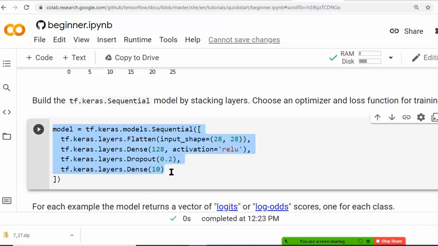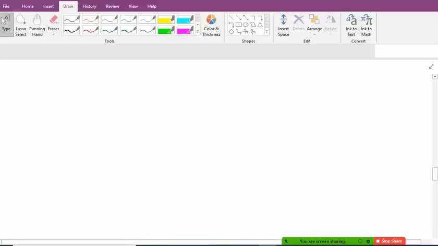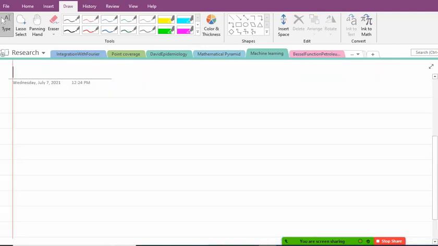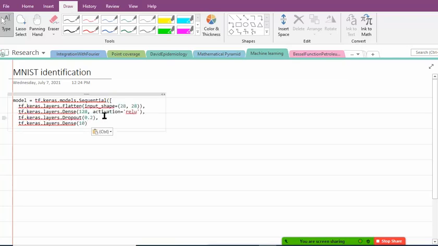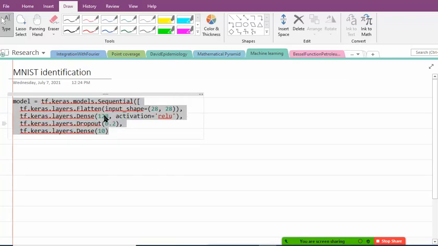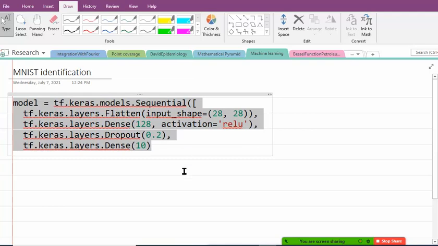Right. These are common configurations for layers, and it would be nice if you could see what's going on with this. So let me start a new page. So this is identification, and then let me go ahead and paste this in. All right, and let's see what this is talking about. Okay.